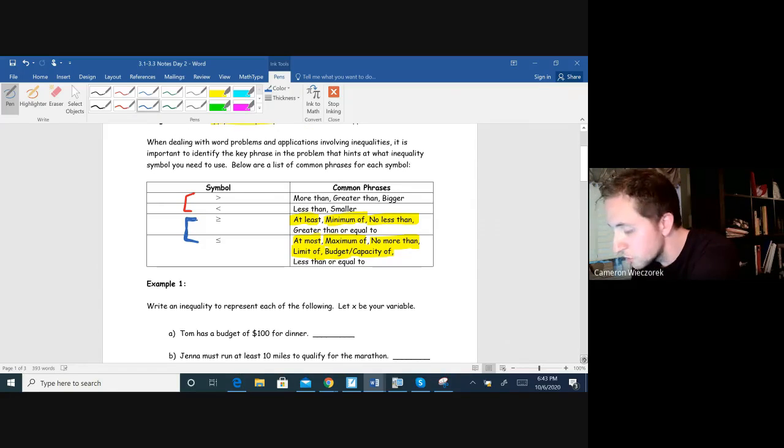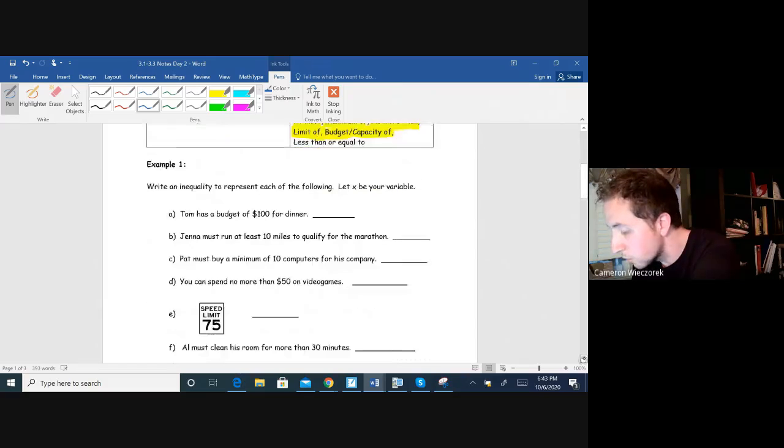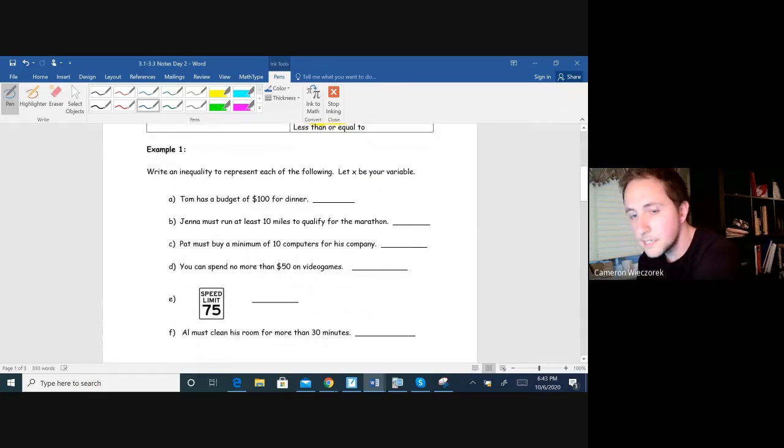So let's start out with just scenarios. We're not going to actually solve an entire word problem. They're going to give you a one-sentence summary, and you have to create an inequality to model that situation. We're going to let X be our variable in the problem.